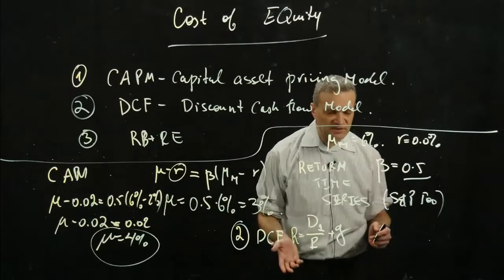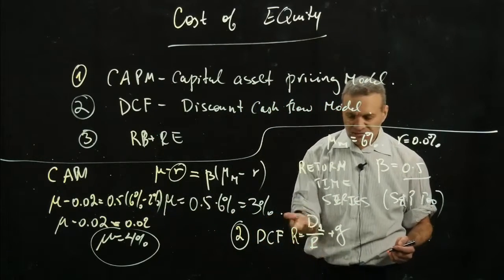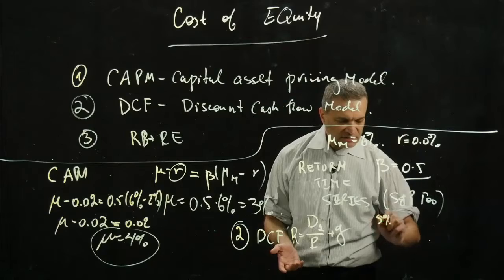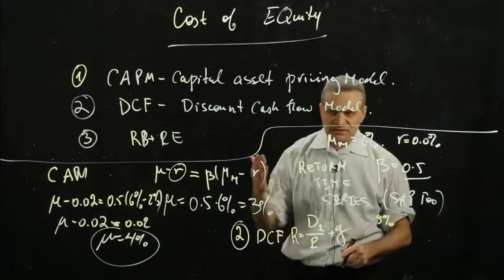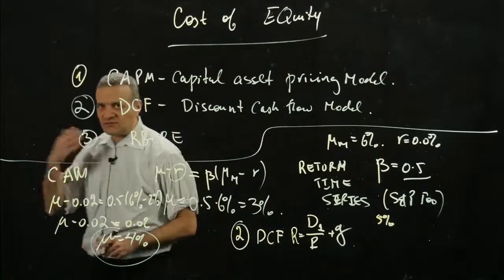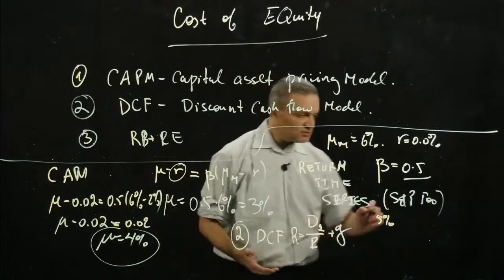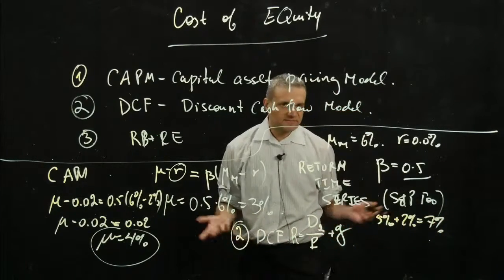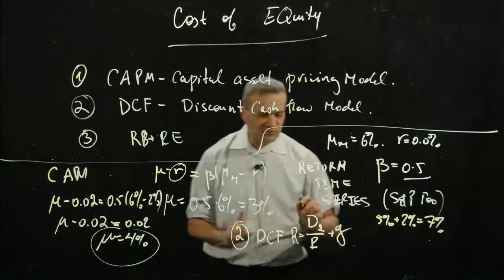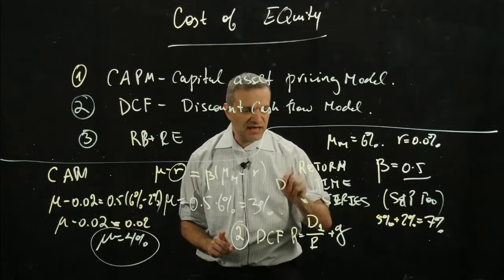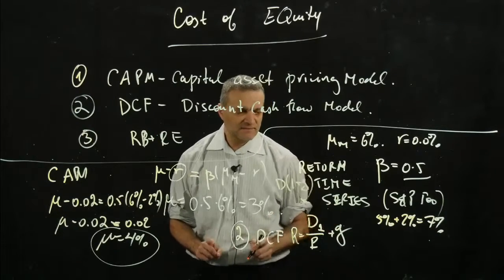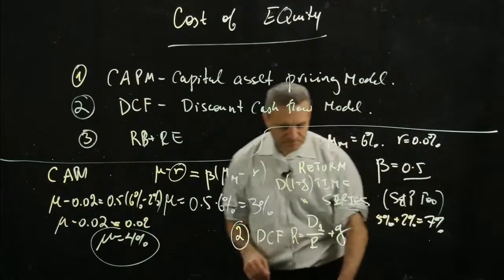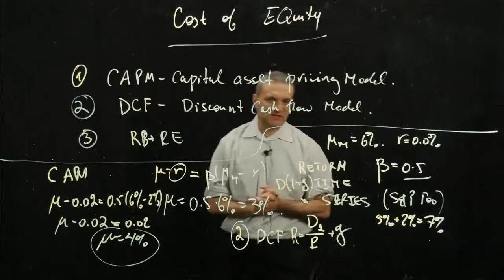So for example, let's say D1 divided by P is 5%, and you believe that the dividends will grow at a rate of 2% a year. So it's going to be 5% plus 2%, so your cost of equity will be 7%. Now, with this D1, you have to be careful. This D1 is your dividend today times 1 plus the growth. So basically, this is your future dividend one year from now. So you have to be a little bit careful here.